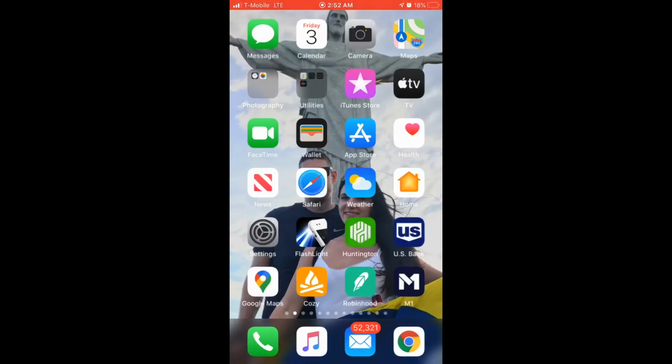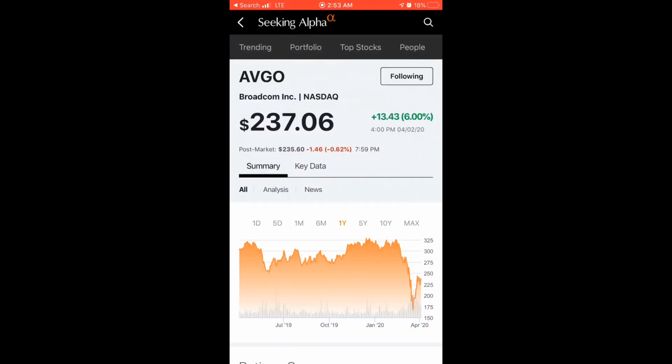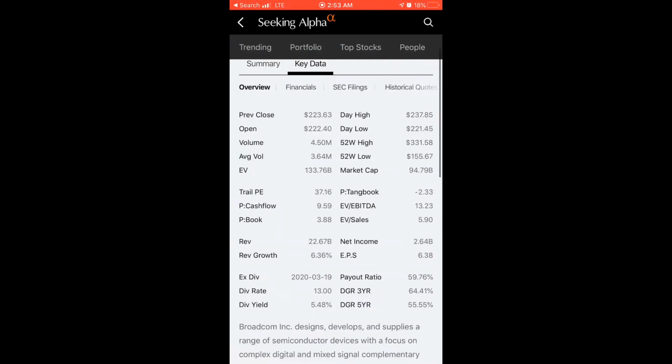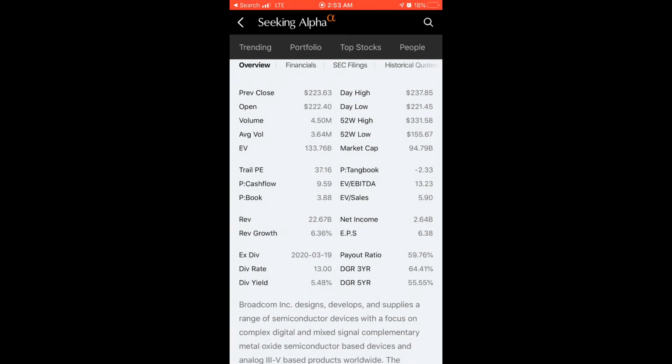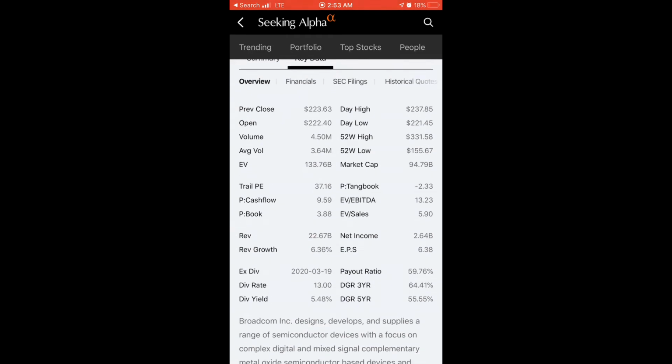Let's look at another app here, Seeking Alpha, and go to key data. Here it shows a lot of information. Here it shows again the trailing PE, the past PE ratio. But it shows the growth here, 7%. It shows the dividend yield, and it shows the growth of that dividend over the past 3 years and past 5 years. Past 3 years, 64% every year. They've been growing the dividend.